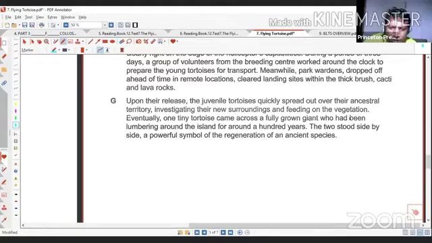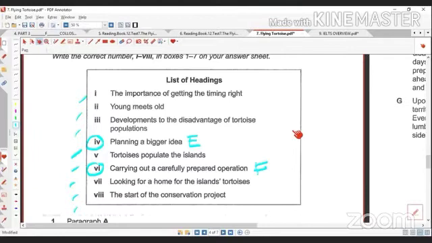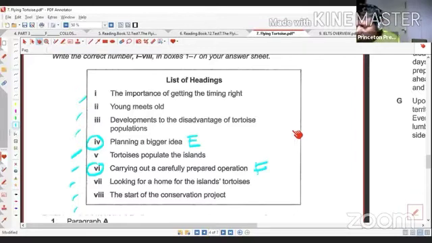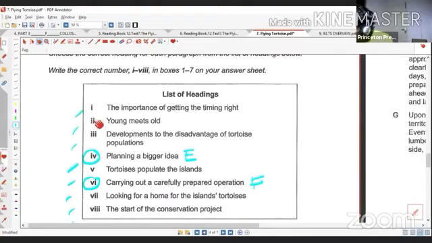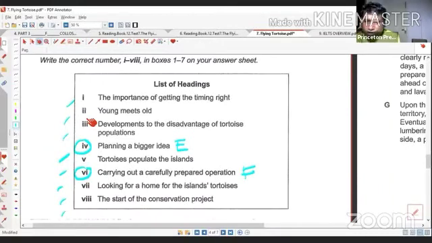So, it's a successful process. They're telling us it's the end of a successful process. So, what's that? Which one? Young meets the old. Number 2. Okay, fine. So it's number 5. Okay. And this is 2. You got it? This is going to be 2.